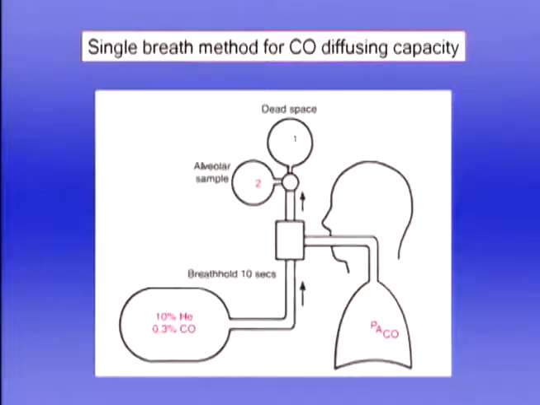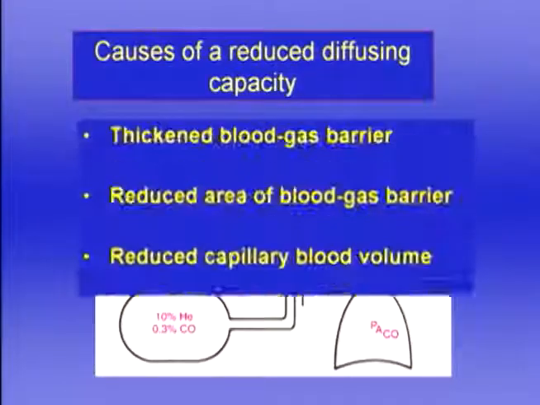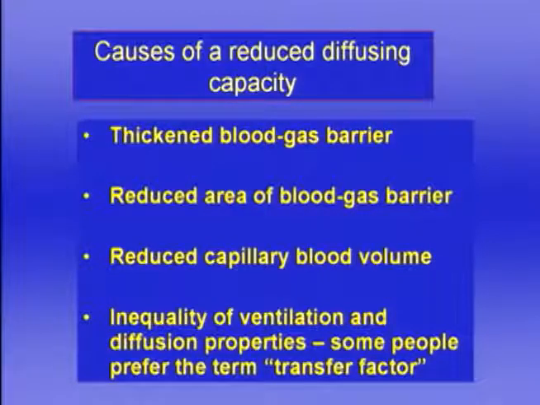The first is the measurement of the diffusing capacity for carbon monoxide. That's normally made with a single breath technique. The patient inhales a low concentration, perhaps 0.3% of carbon monoxide. He breath holds for 10 seconds or so and then makes an exhalation. We discard the first part of the exhalation because it's contaminated by dead space. We collect the alveolar gas sample and we calculate the amount of CO that's been taken up during the breath holding period. And there are several causes of a reduced diffusing capacity.